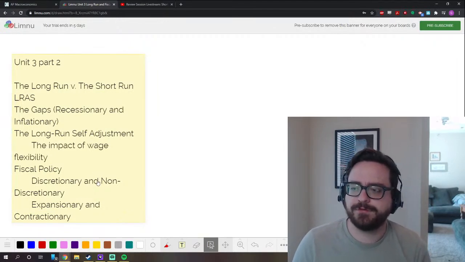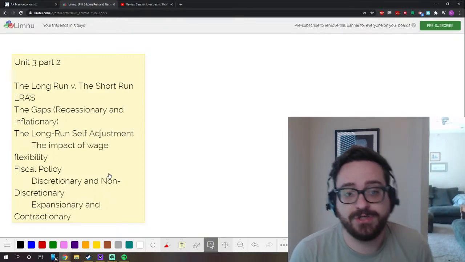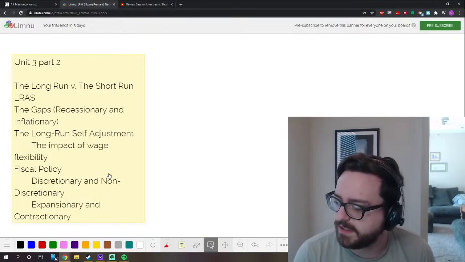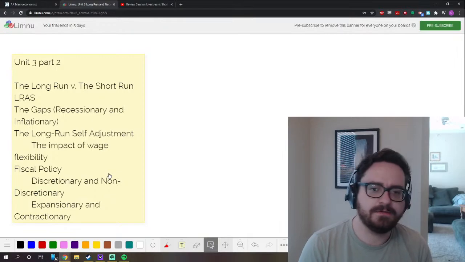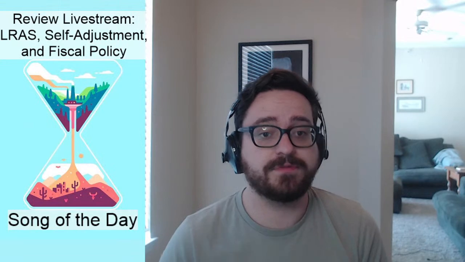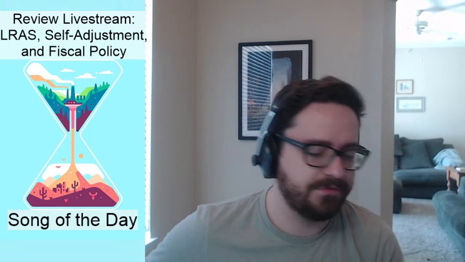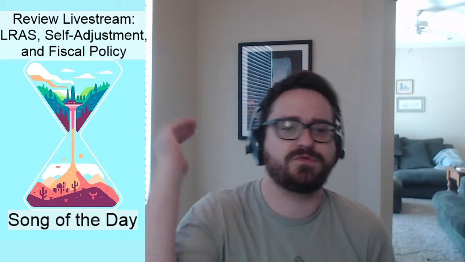All right, 4:30 on my clock, so let's get started. Hello, good afternoon, good evening, good whatever you're watching this video. This is the AP Macro review session, and this is the one that's going to be over one of the harder things in the entire course: the long run aggregate supply curve, the long run self adjustment, and fiscal policy, both expansionary and contractionary fiscal policy, discretionary and non-discretionary fiscal policy, all of it.